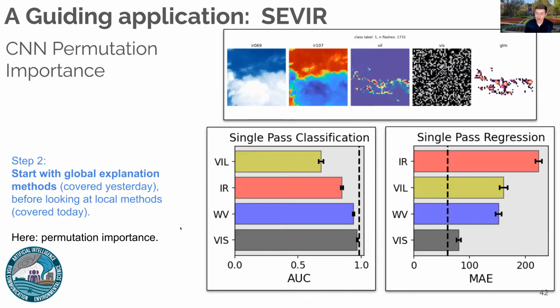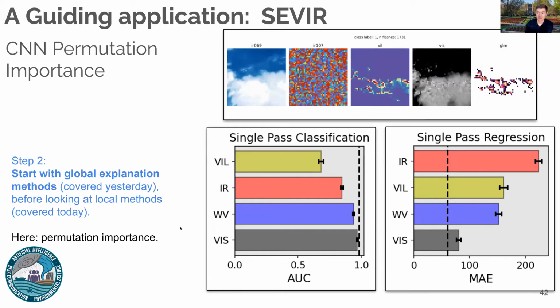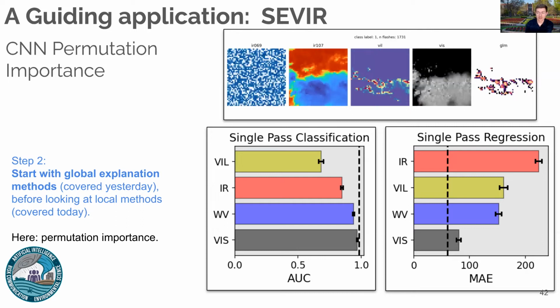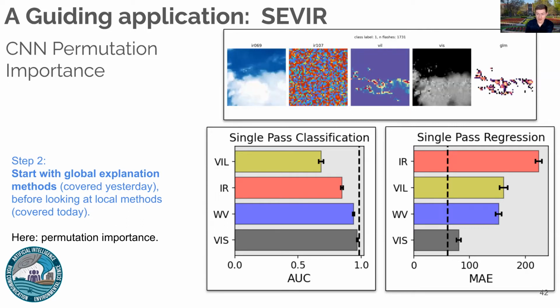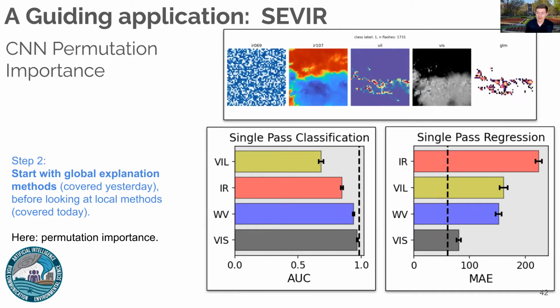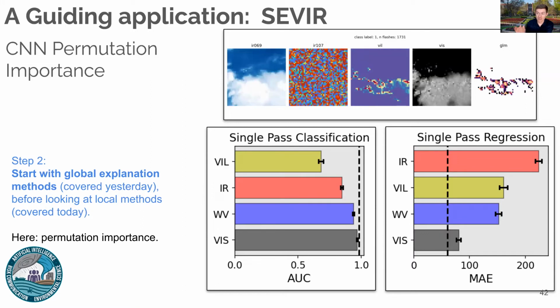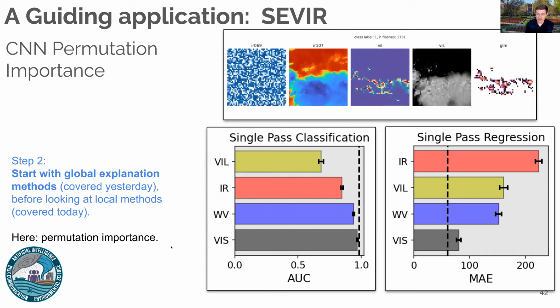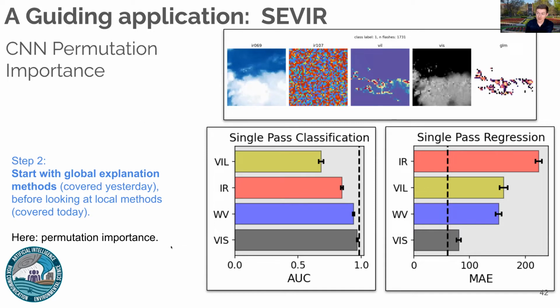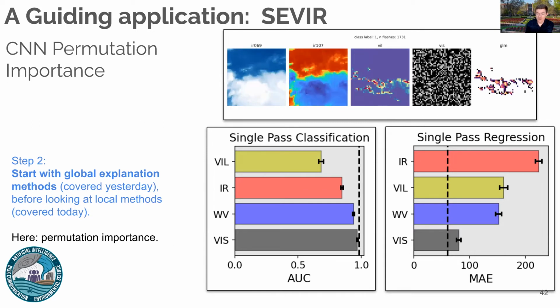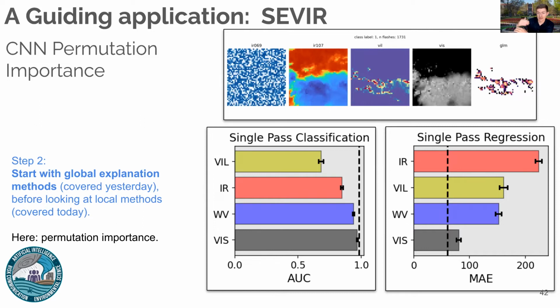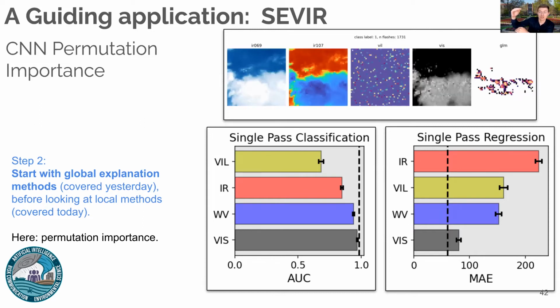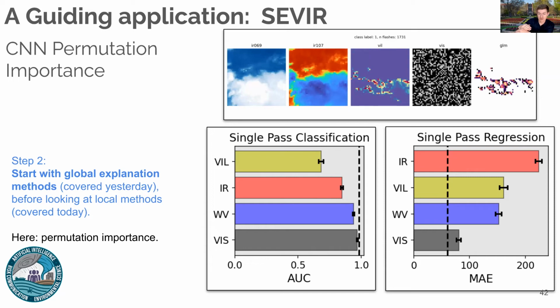So to tie in one of the global methods from yesterday and give us some perspective before we jump into the local methods, I did apply the permutation importance technique to the convolutional neural networks. You'll see an example of me shuffling the image on the top, and remember, we recalculate the skill of the CNN after we shuffle each one of the channels. For the classification model, we're using the AUC parameter as our performance metric. Both of these diagrams are ordered so that the top bar is the most important feature, and the bottom bar is the least important feature through this method.